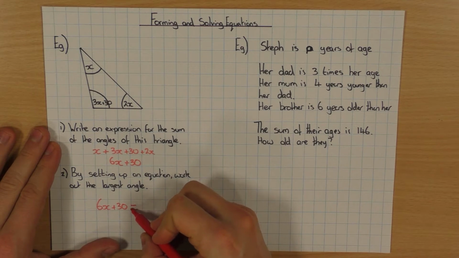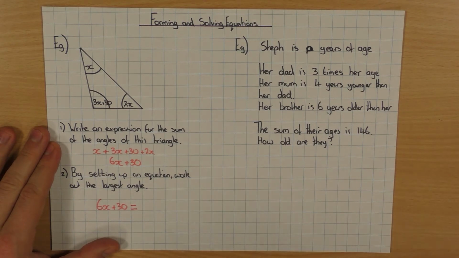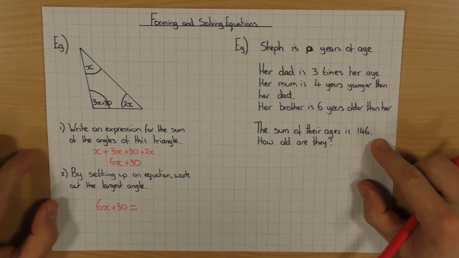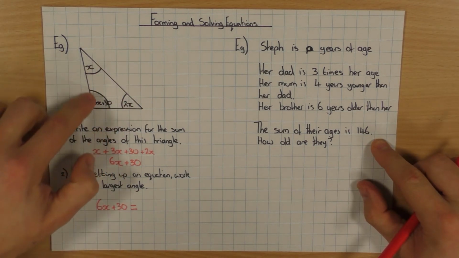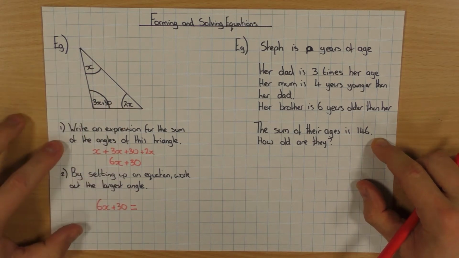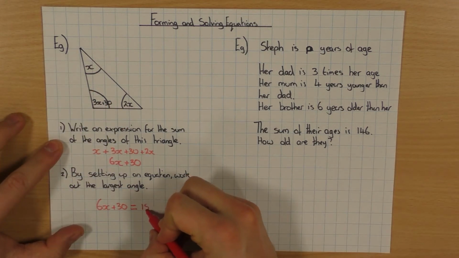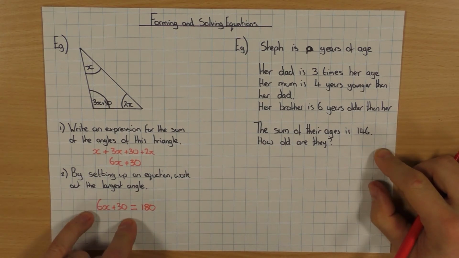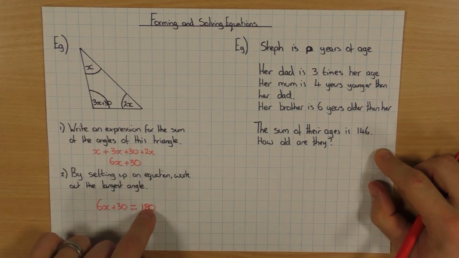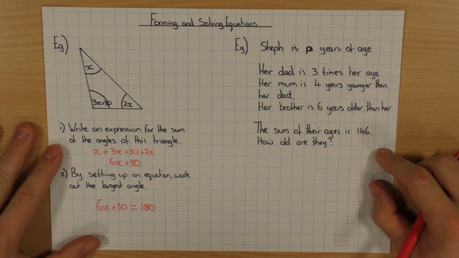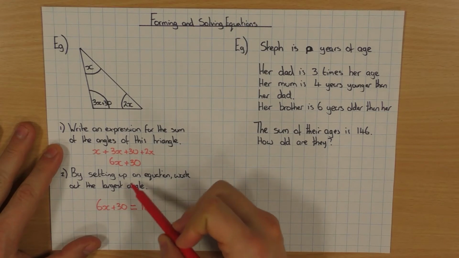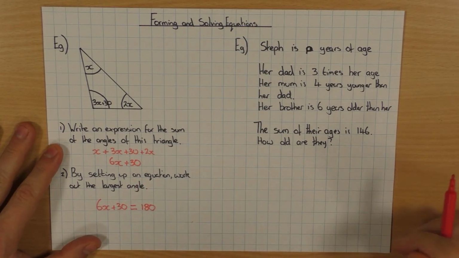Now the difference between the two is that an equation has an equal sign. But what does this equal? Well, we should know that angles inside a triangle add up to 180 degrees. So here we have the expression of the angles, and we know the fact that angles in a triangle add up to 180 degrees. So I can set them equal to each other, and I've now made an equation. Now we can solve it.